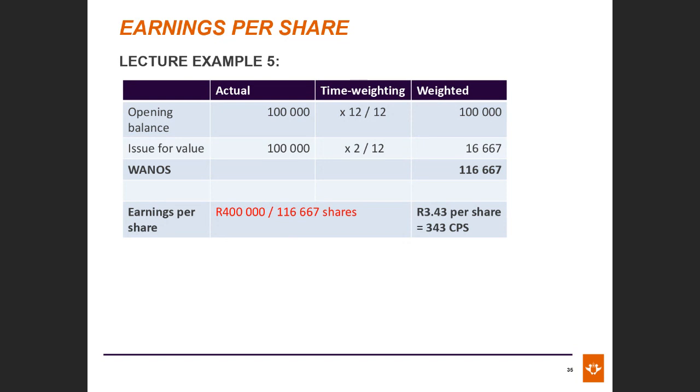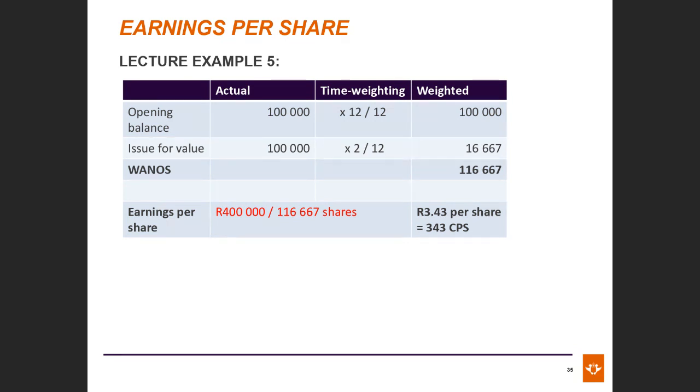So we are going to weight the new share issue. Even though 100,000 shares were issued, we only had these shares for 2 months. So we're going to multiply them by 2 and divide by 12. And this will give us 16,667. So when we calculate our weighted average number of shares, we're not taking the 100,000 and the 100,000. We are weighting the issue. We only had it for 2 months.